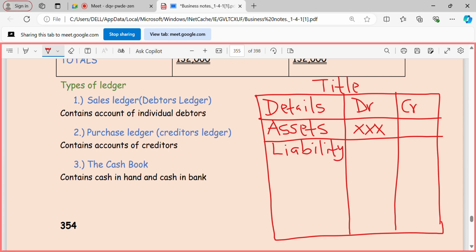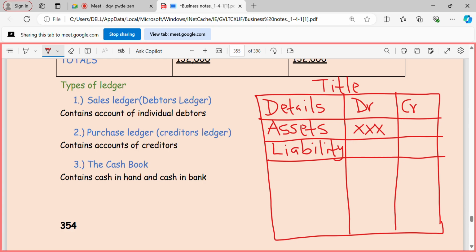Assets we normally debit, because for it to be represented in the equation, it means that it had increased. So you write the value that they have on the debit side. If it was land, you write land, then you write even that 200,000. If it was maybe machinery, you write machinery here, then you write that it is worth 60,000. So that's that. Then you can have the liability.